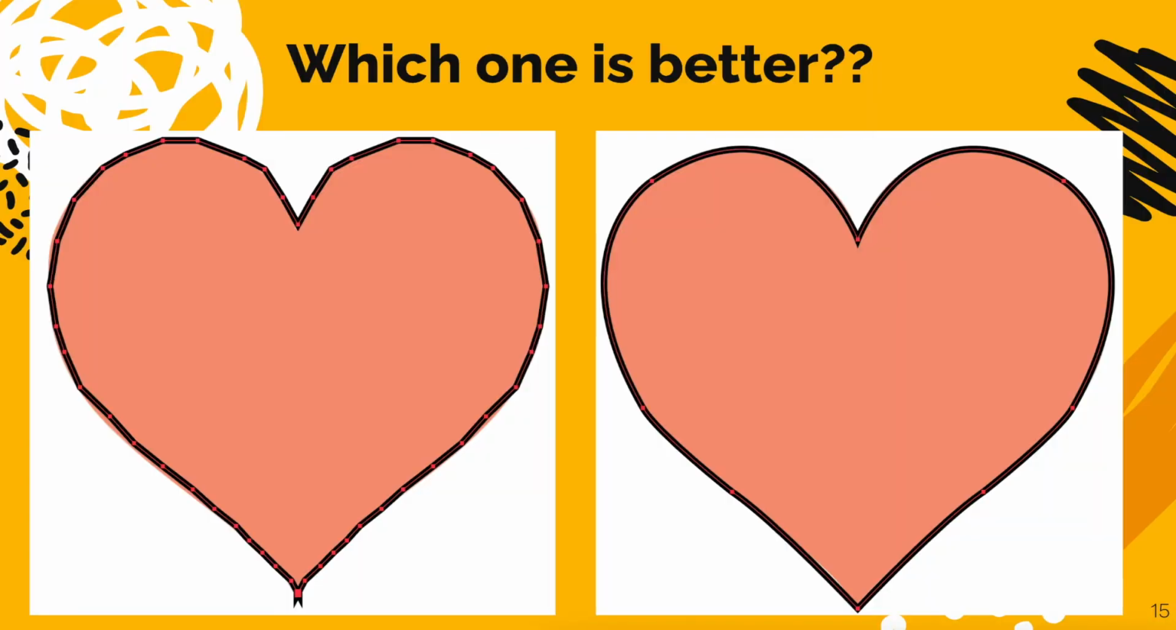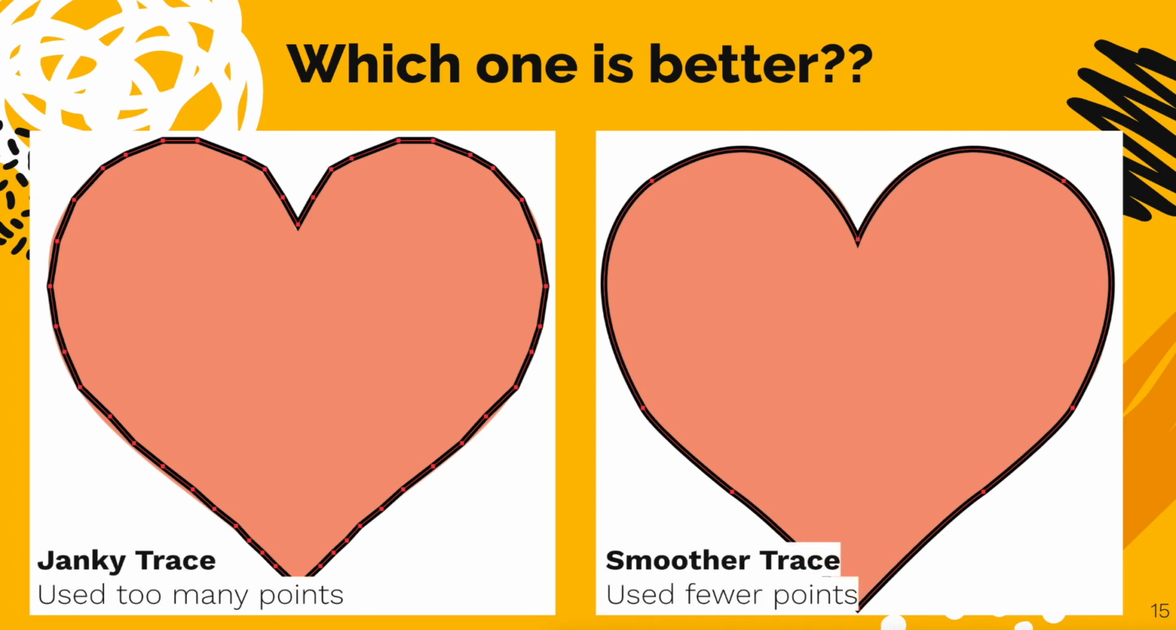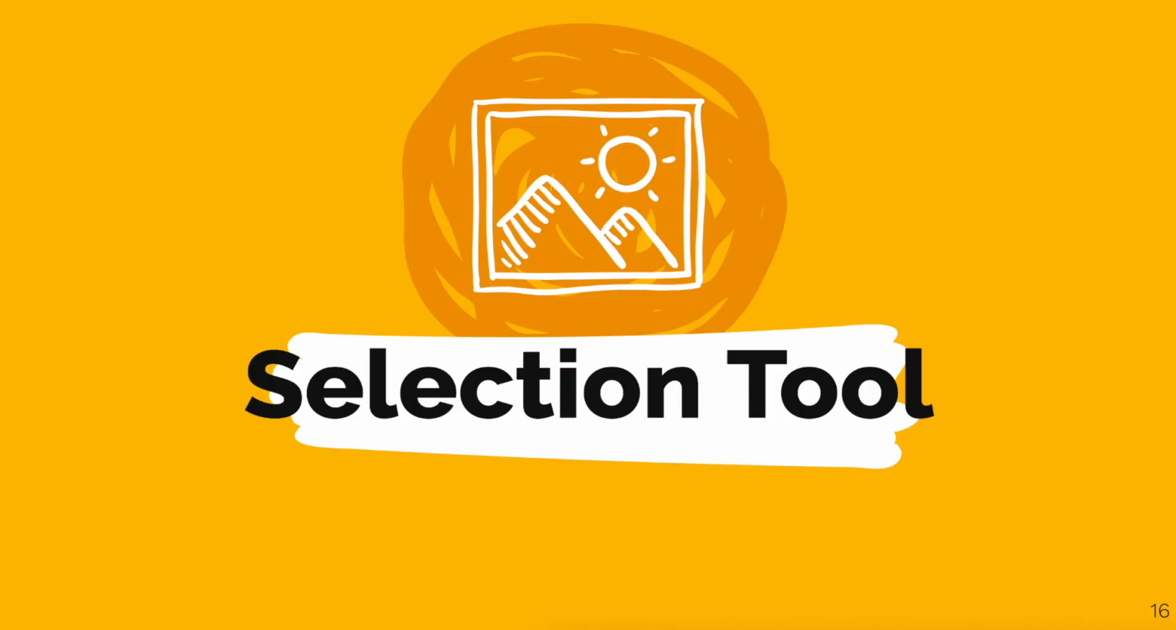So which one is better, on the left or on the right? On the left, we see a heart that has many, many anchor points. On the right, we don't have that many. So remember, if you use too many points, you're going to get a really janky trace. For a smoother trace, use fewer points. Be judicious with your use of anchor points.